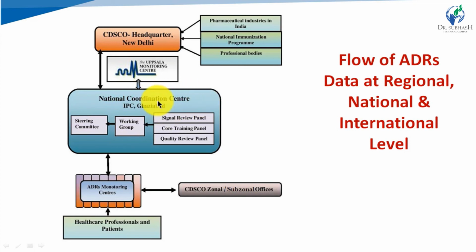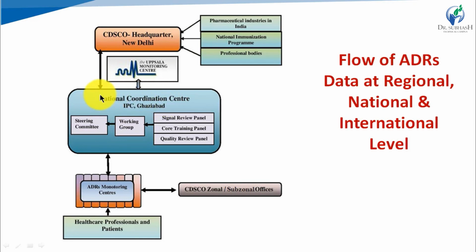And then afterwards, same way, NCC, अगर यहाँ पे हम कंसीडर करें कि यहाँ पे नेशनल कोऑर्डिनेशन सेंटर है, अगेन सेम वे ये दूसरा एक सीक्वेंस भी और फ्लो भी यहाँ से आ रहा है. दूसरा फ्लो ये है कि फार्मास्यूटिकल इंडस्ट्रीज इन इंडिया, if they are aware about any ADR, then national immunization program, and professional bodies, if they are aware about the ADR, then they will inform directly to the CDSCO headquarter New Delhi and they will inform to the NCC.